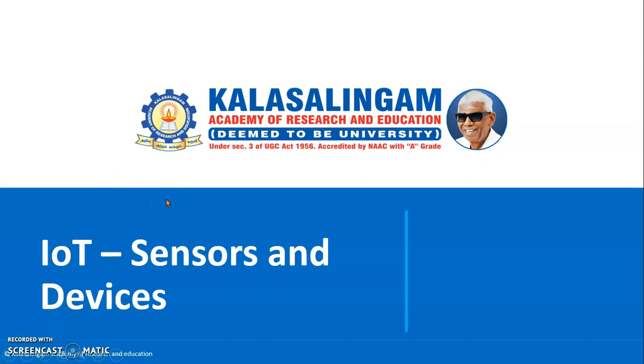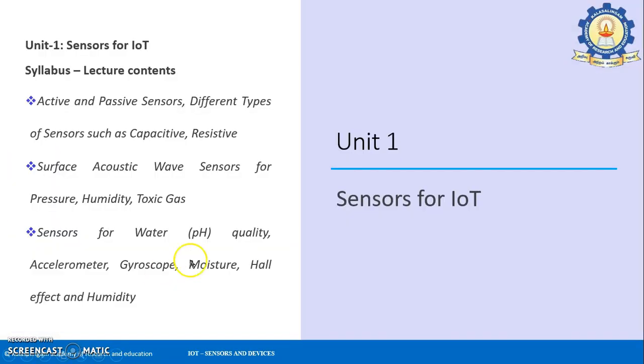Hello everyone. In this particular subject, IoT sensors and devices, I'm going to be teaching you about the different sensors that are available in the first unit. So the first unit is all about the active and passive sensors, the different types of sensors such as capacitive and resistive type of components available.